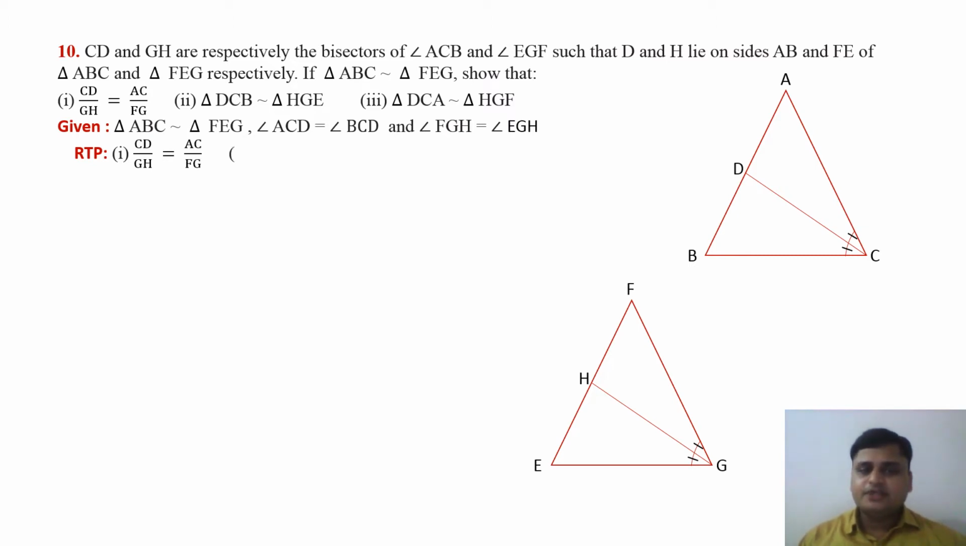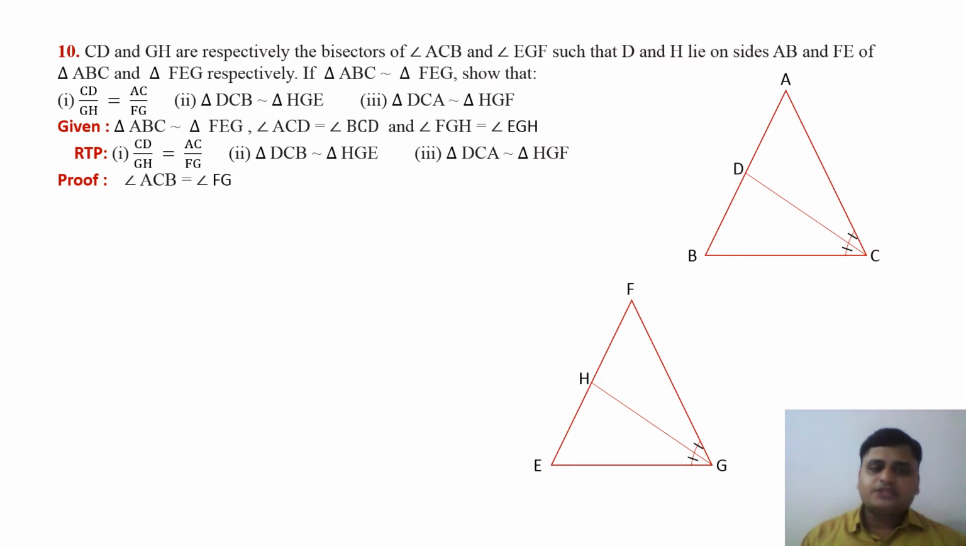Triangle DCB is similar to triangle HGE. Triangle DCA is similar to triangle HGF. Given, just copied, that is triangle ABC is similar to triangle FEG. Angle ACD is equal to angle BCD. Why have I written angle ACD is equal to angle BCD? Because CD is the bisector. In the same way, we will write angle FGH is equal to angle EGH, that is again the bisector, and RTP just copied.